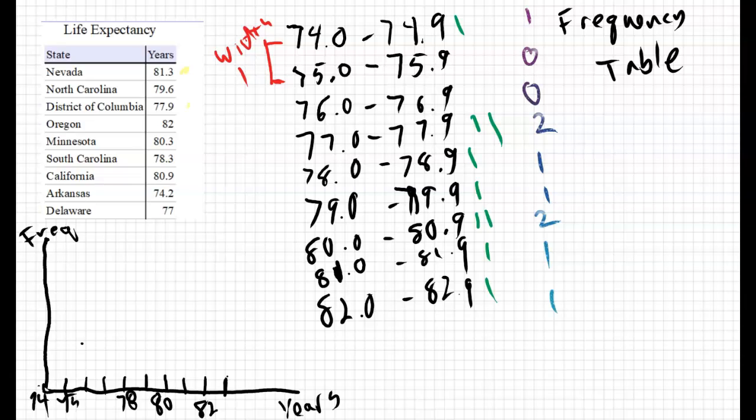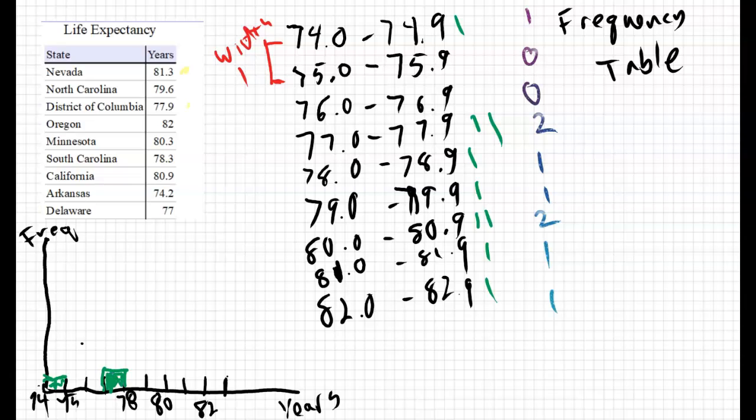All right, so now I go back to my frequency table. From 74 to 75, essentially 74.9, I only had a height of 1. So I'm going to fill that in a different color. Height of 1, right there. I had nothing from 75 to 76, nothing from 76 to 77. I had 2 from 77 to 78, and that's 78, so that would be 77, so I go up to a height of 2.